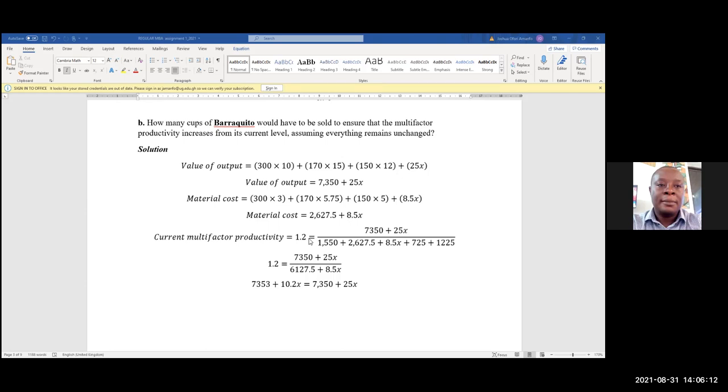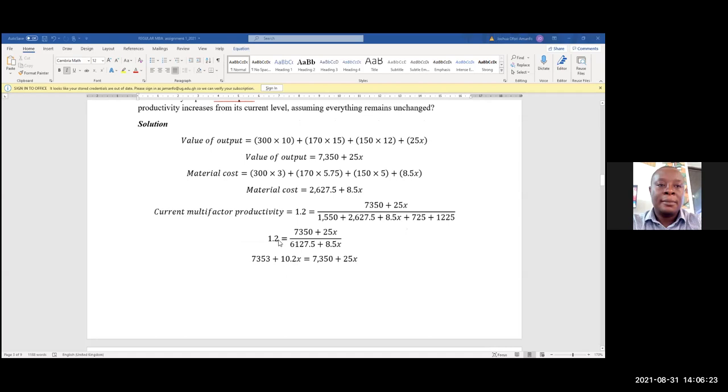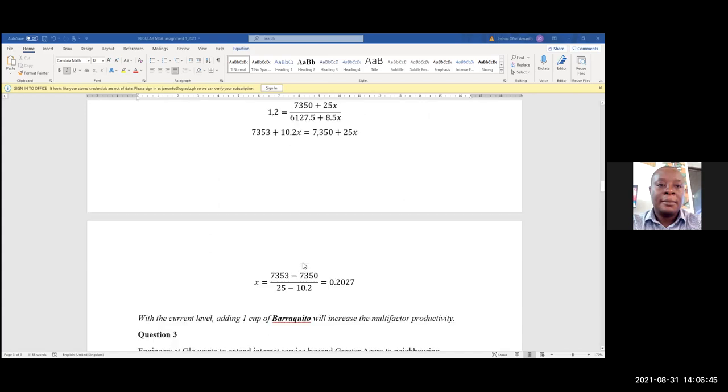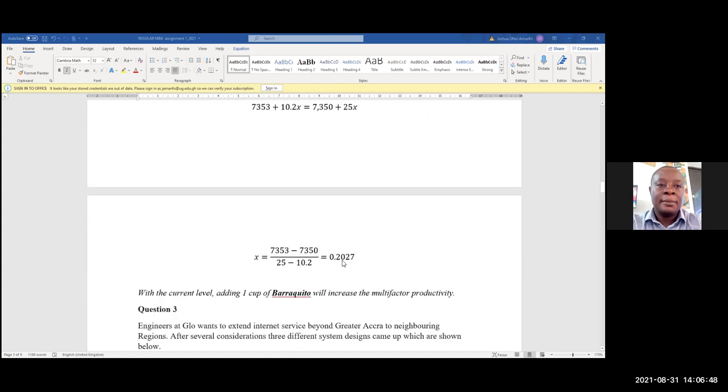So it's the same process, just that now you have X in there. And we are going to solve for X. So the equation is simplified into this fashion. 1.2 will be equal to 7,350 plus 25X divided by 6,127.5 plus 8.5X. So do your cross multiplication. That brings you to this. Group your like terms. Divide and you'll get 0.2027.